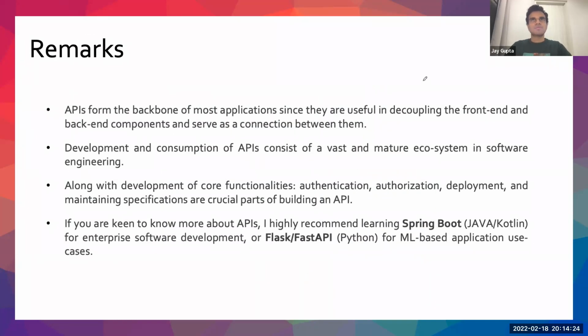So just to close off the workshop, APIs form the backbone of most applications. They decouple the front end and the back end parts, and they are used to connect them together. And from this workshop, I hope that you have a good idea that development and consumption of APIs is one thing. But along with development of the core functionalities, such as adding or deleting members, parts such as authentication, authorization, deployment, specification, and all those are also really crucial parts of building APIs.